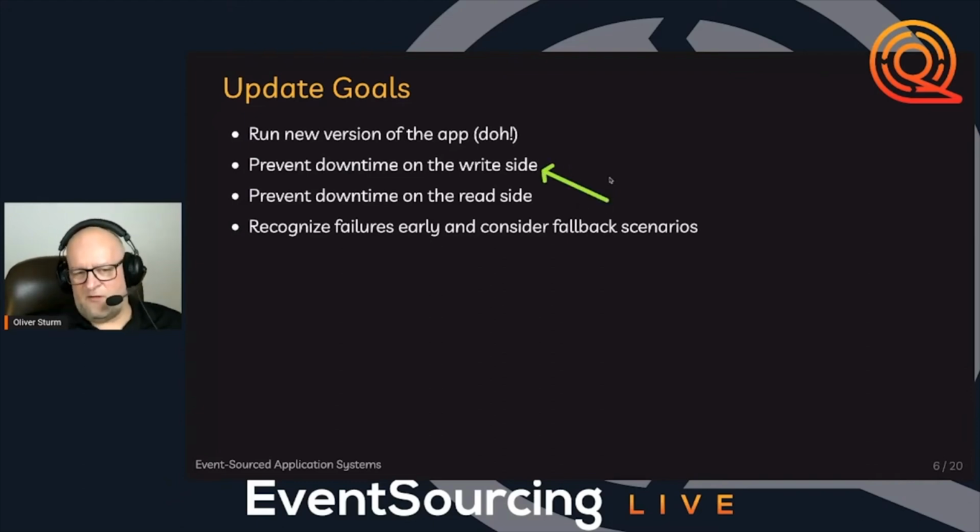Now, I'm putting this here as the first bullet because I think that in many application systems, this is the slightly more important priority: to prevent downtime on the write side. Preventing downtime on the read side is obviously the next bullet down. So depending on your system, if you think that the read side is perhaps more important, then you could change the priority there.